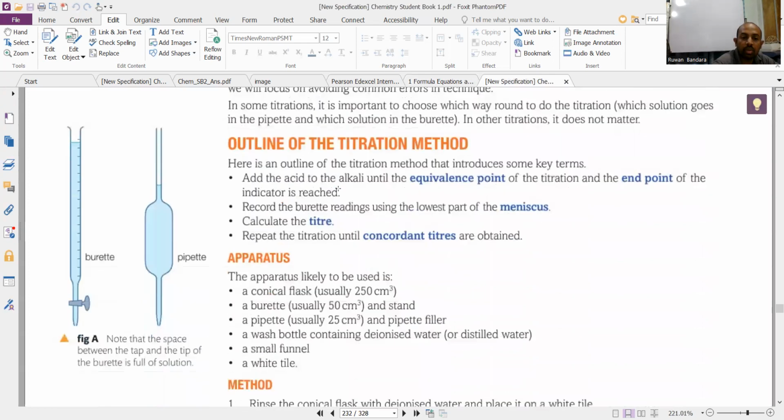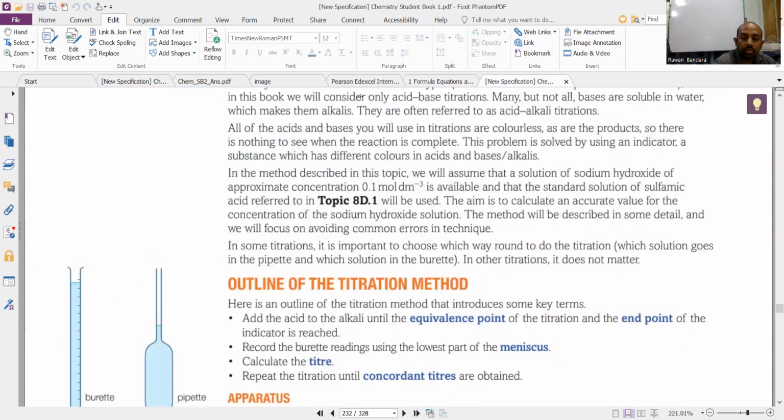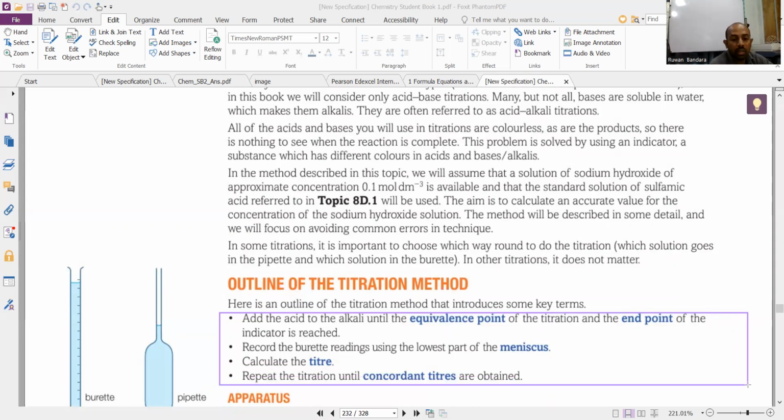Let's take the method first. The outline: add the acid and alkali until the equivalence point and the end point of the indicator is reached. Record the burette reading using the lowest part of the meniscus. Then calculate the titer. Repeat until concordant results are obtained.